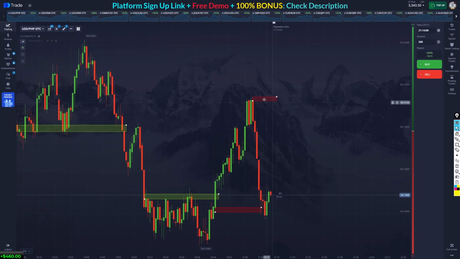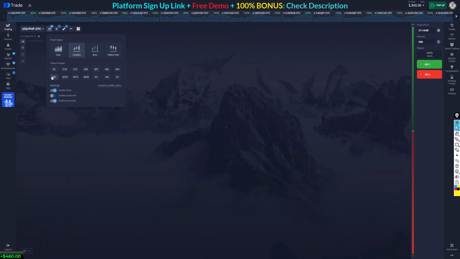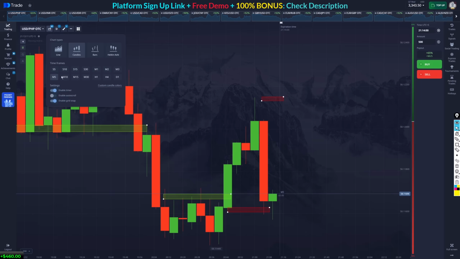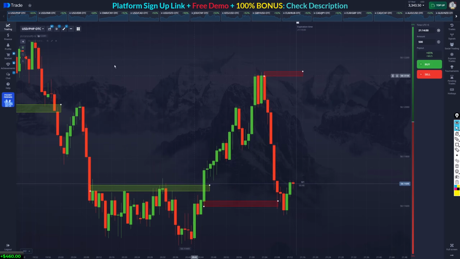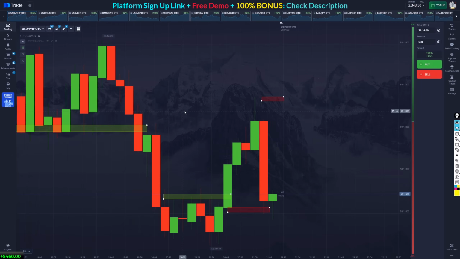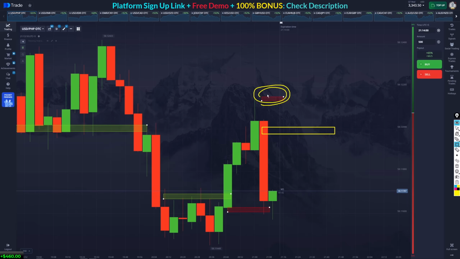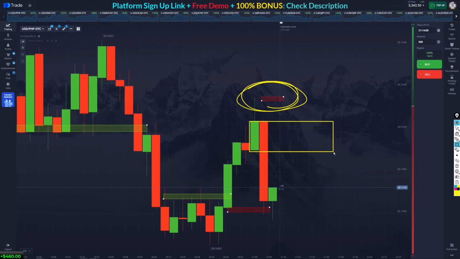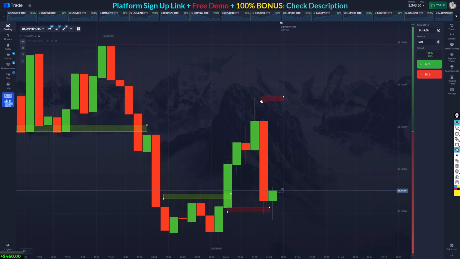Just like that. An important point: after marking the entry point, we have to go to a higher time frame again and see if the zone is inside the engulfing pattern or above it. If it is above the zone, above the engulfing pattern, it's unsafe, or it should be taken with much smaller amounts.